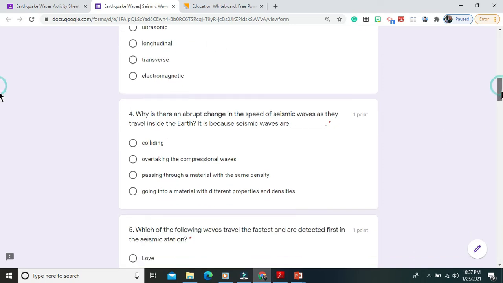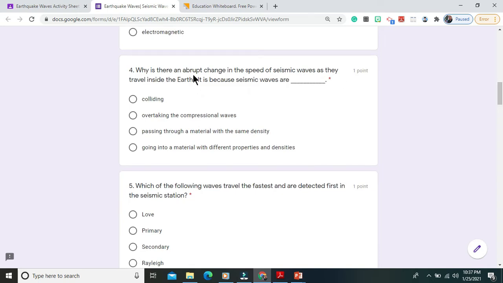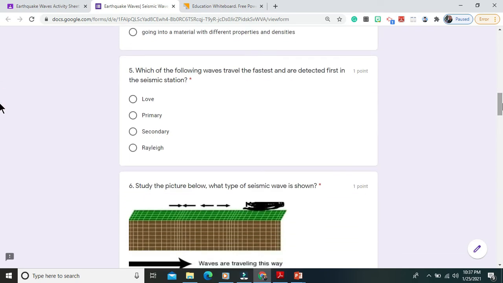Question number 4. Why is there an abrupt change in the speed of seismic waves as they travel inside the earth? It is because seismic waves are... The correct answer is going into a material with different properties and densities. Question number 5. Which of the following waves travel the fastest and are detected first in the seismic station? The correct answer is primary.